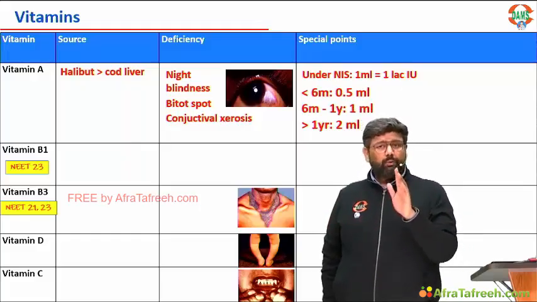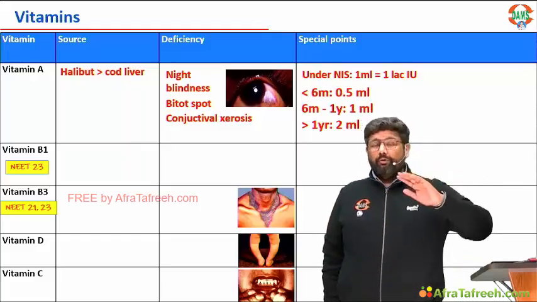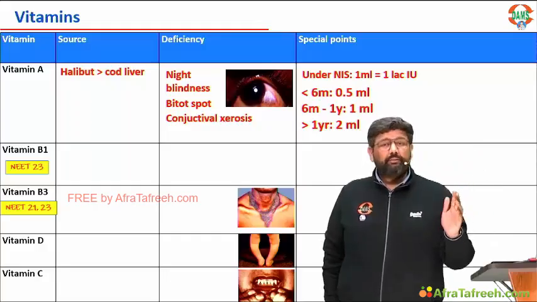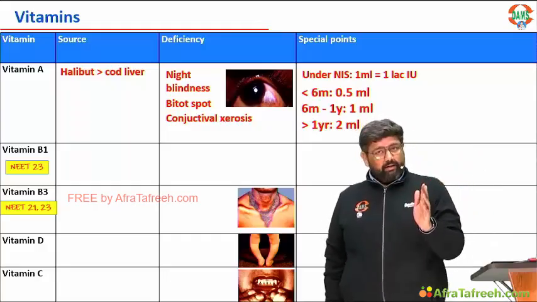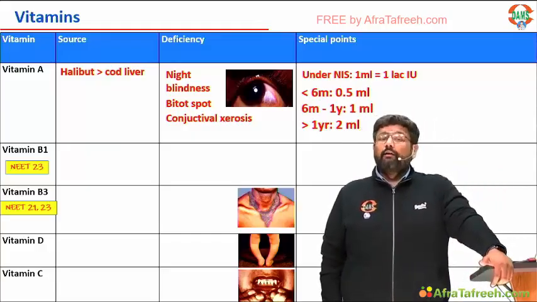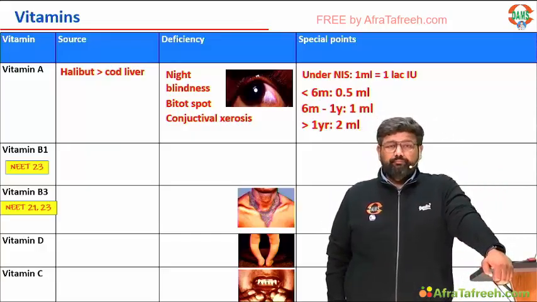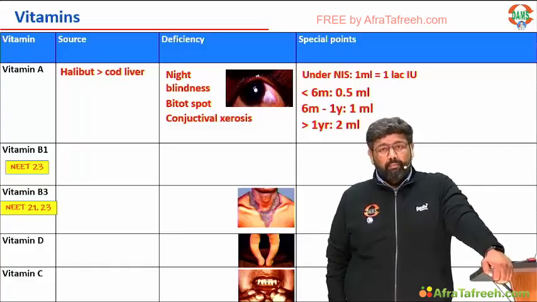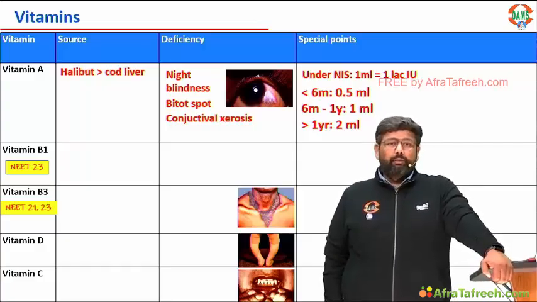Anyhow, if you need to give it to less than 6 months, I'm not saying we give it in the National Immunization Schedule, it is given at 9 months. But if you need to give less than 6 months, it is 0.5 ml, that is 50,000 international unit. 6 months to 1 year, 1 ml. More than 1 year, 2 ml.